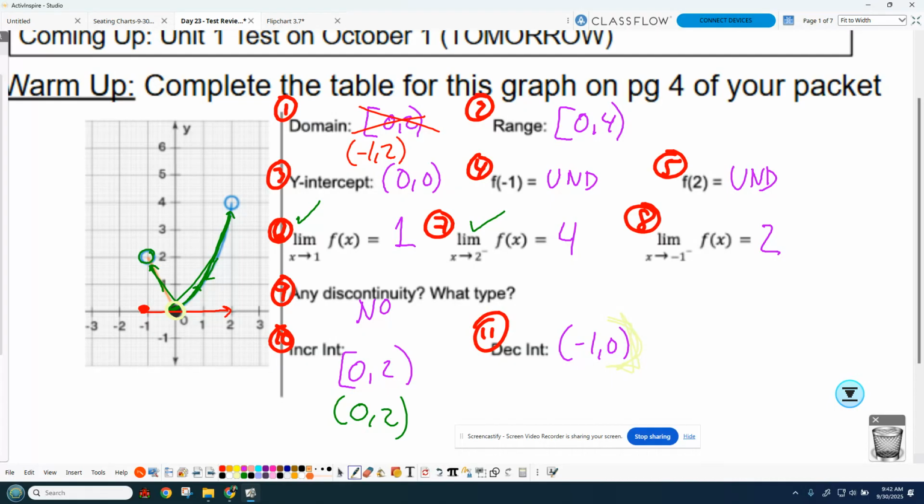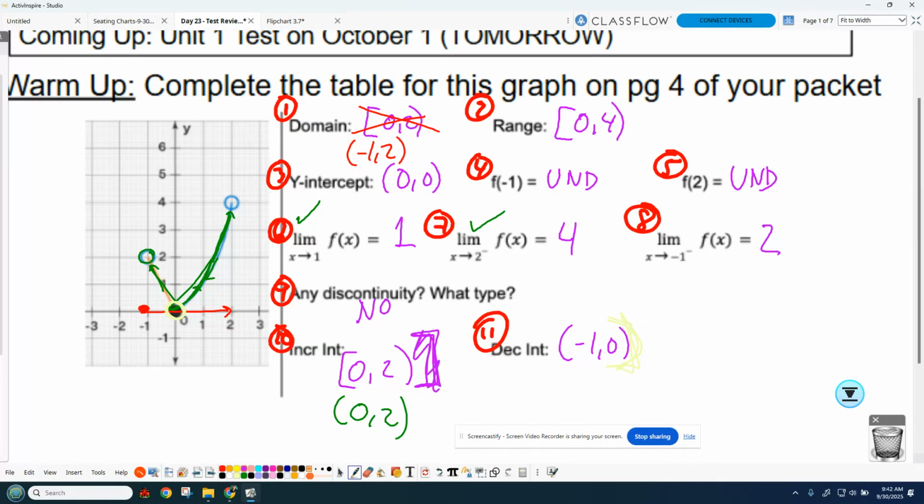No. But what if all the circles were closed? If all the circles were closed, then domain would change, range would change. But increasing and decreasing could have square or round. Okay. But you can't have a square bracket on this side because it's not defined there.